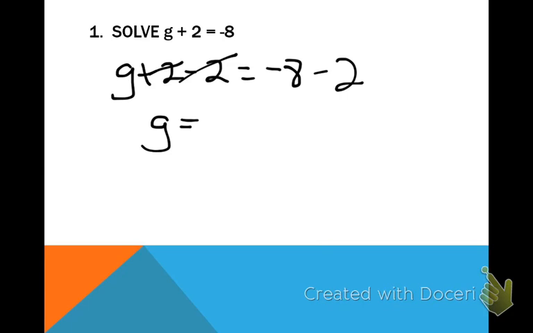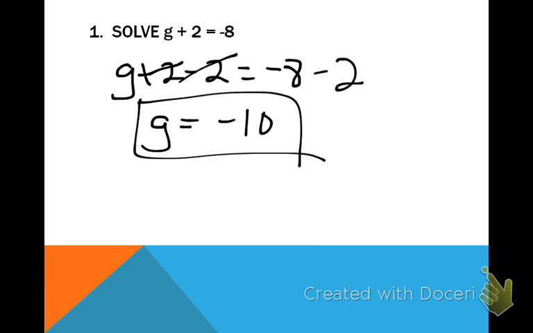Okay, and then obviously we work out the other side, we simplify the other side. We take negative 8 minus 2, we get negative 10. Okay, now we've isolated g. It's all by itself. It has a coefficient of 1, and we're finished. This tells us that g has a value of negative 10. The solution to that equation is negative 10. Okay?